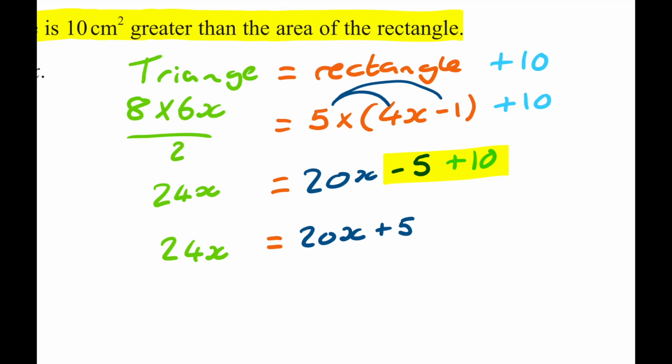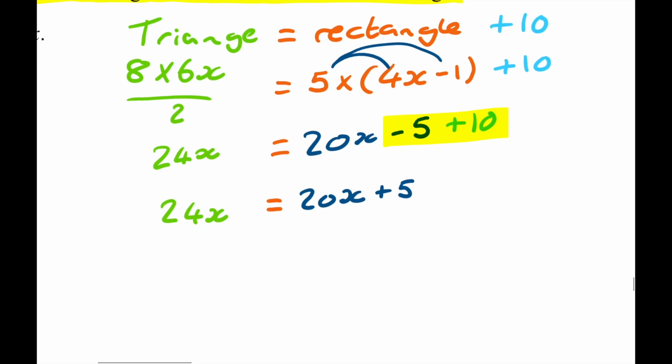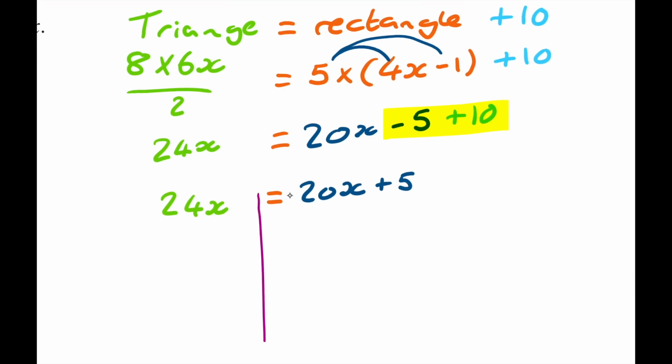Now this is an equation we can solve, so I'm going to put lines down the middle just to add kind of a bit of structure. And we've got x's on both sides of the equation. You've got 24x on the left and then 20x on the right. Therefore, we need to choose the side that's got more x's. And there's more x's on the left because 24x is greater than 20x.